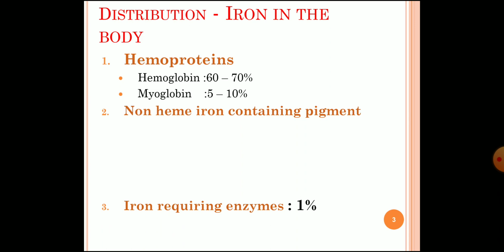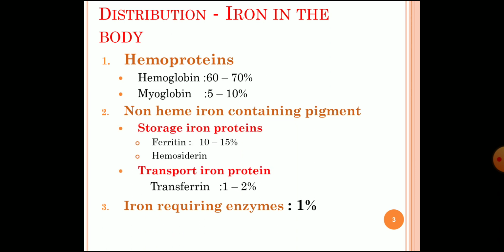Then non-heme iron containing pigments. They are not hemes but they are iron containing pigments. What are they? They can be either storage iron proteins or transport iron proteins. Storage iron proteins are ferritin and hemosiderin. So iron is stored in the form of ferritin or hemosiderin in the body, and they are the non-heme iron containing pigments.